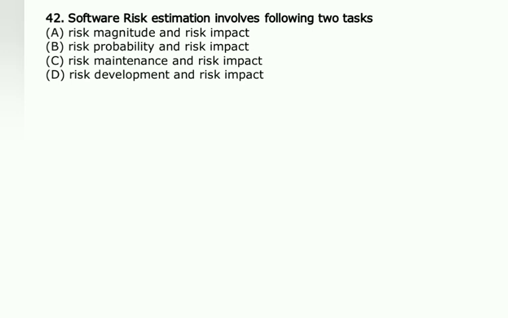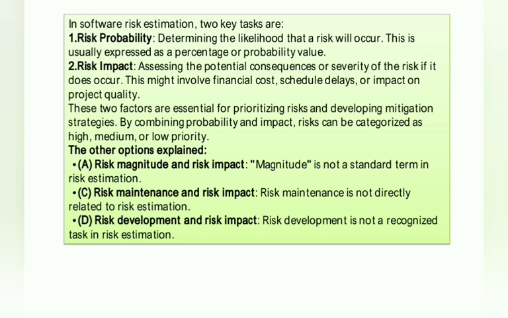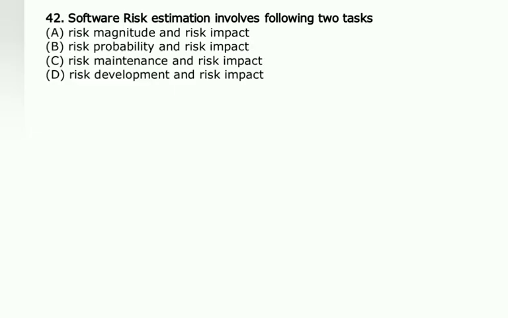Next, software risk estimation involves the following two tasks. Risk estimation involves risk probability and risk impact. Probability means the likelihood that a risk will occur, and risk impact means the impact of the risk on the project. The risk may be on financial cost, schedule delays, or impact on project quality. So software risk estimation involves risk probability and risk impact. So option B is the correct one.